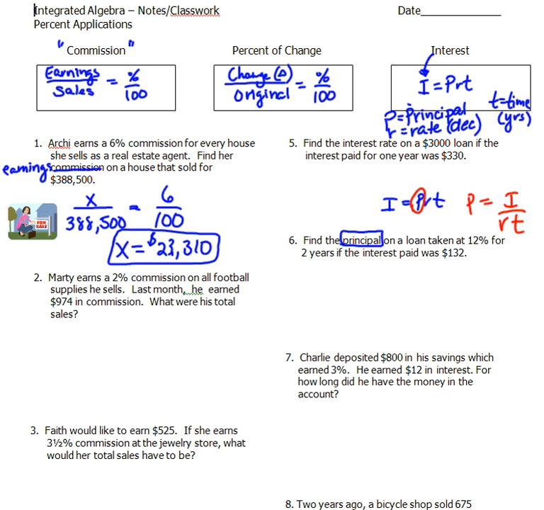Yes? So, going back to the problem, the loan is 12%, it's 2 years, and the interest paid was $132. So I want the principal. The interest paid was $132. The rate was 12%, so I put that in as 0.12, and it was 2 years. So you do the math, and the principal was $550. Plug and chug. Okay.